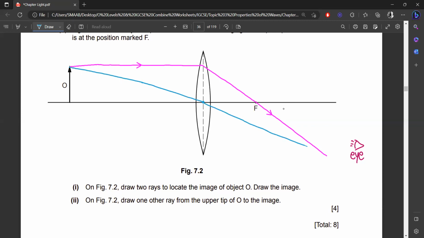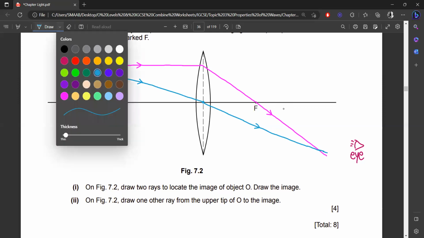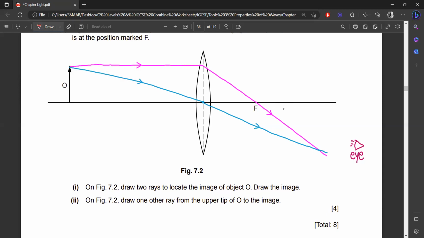So if we draw with a ruler, that will give you a clear or accurate image. Now I am drawing freehand, so that's why it will be irregular. But you will get the idea of how we are going to draw the image, and both lines will intersect. Now we can easily draw the image on the right-hand side, and that will be the image of the object. So this is the image, right? That is inverted, because we know that a convex lens will produce an inverted image.